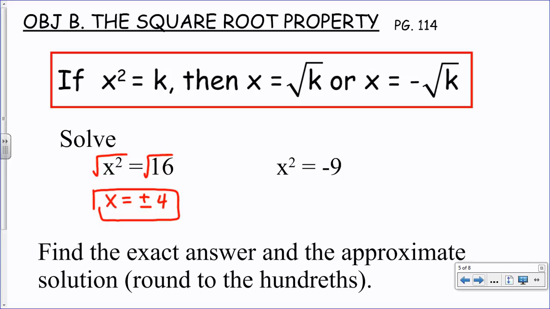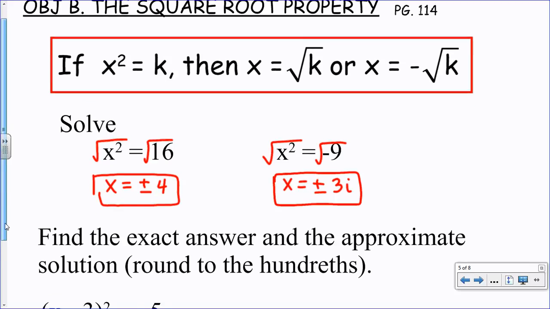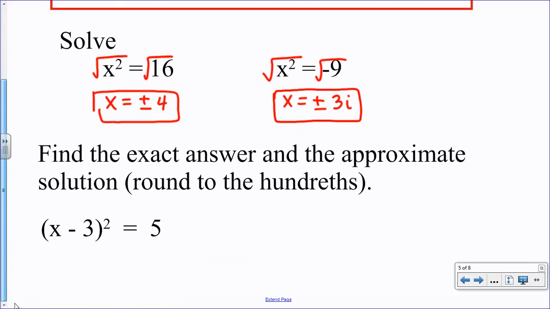The same thing over here. So I'm drawing in the radical, so x equals plus or minus. And then what is the square root of negative 9? 3i. Plus or minus 3i. I also want to use square roots for problems like this.